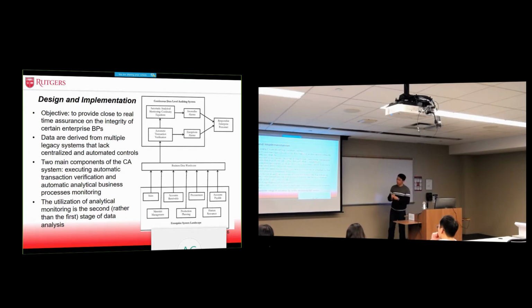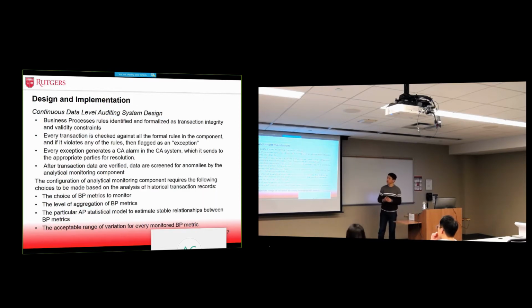The first step of the verification of transactions part is the business process. The rules should be identified and formalized as transaction integrity and validity constraints. So it should set: should any weekend transactions be allowed, should there be check amounts that have limits assigned, should there be authorized vendors or sales agents that can make a sale? This kind of stuff. And any record that violates this business rule is called an exception.